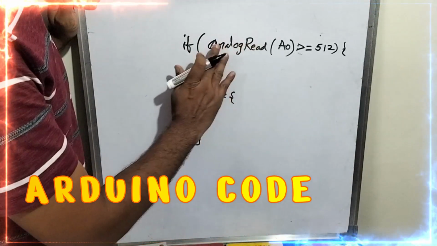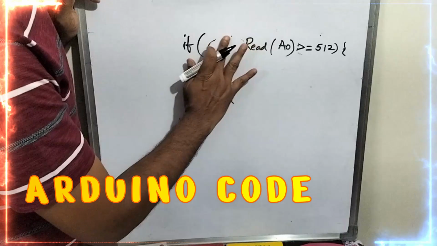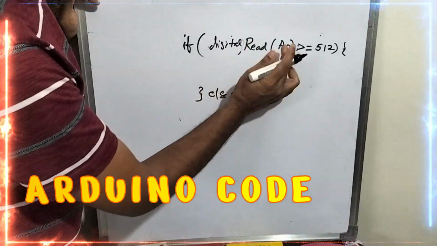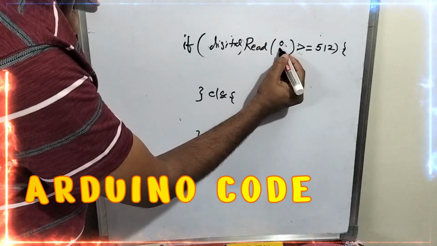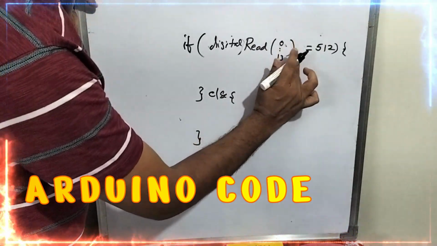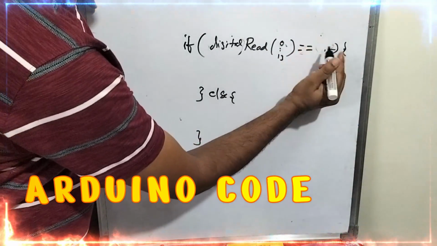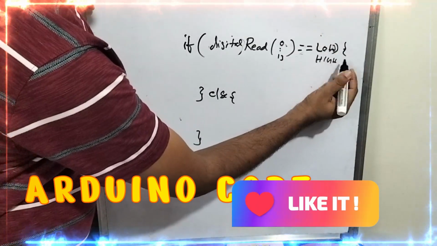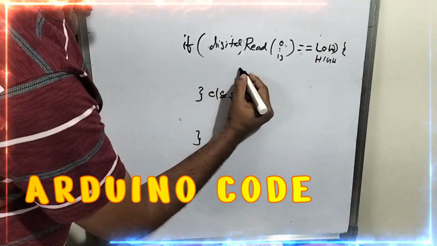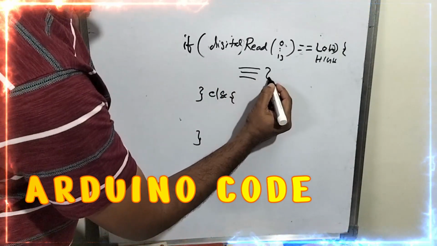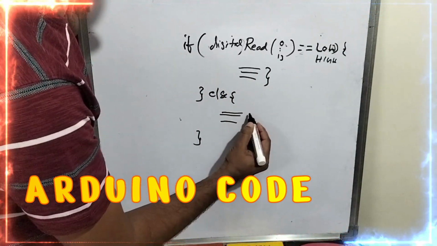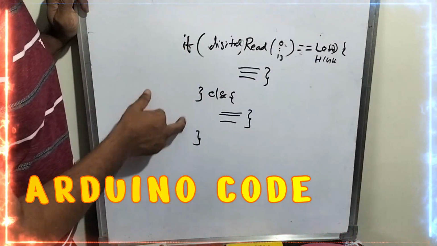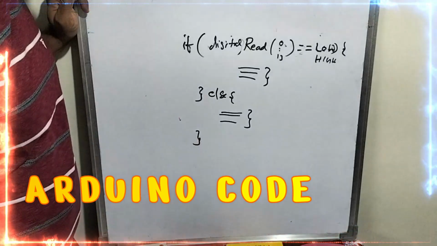If you are not using the analog, if you are using the digital read, you can mention digital, and you can mention the pin number 0 to 13, and here there are only two conditions, either it is equal to LOW or HIGH. And if the condition is satisfied, you write the satisfied condition code here. If not, you write it here, friends. So the if block is also very important in Arduino code, friends.